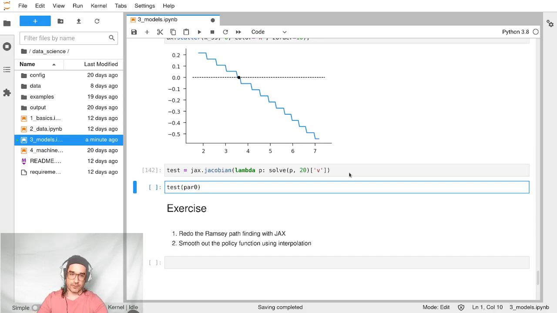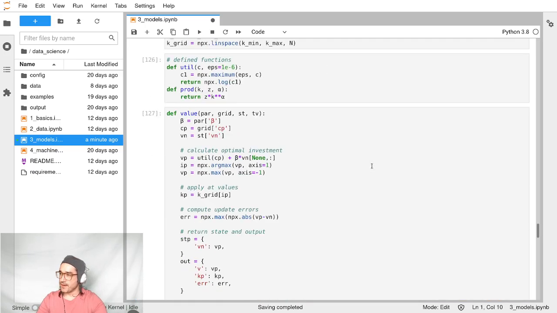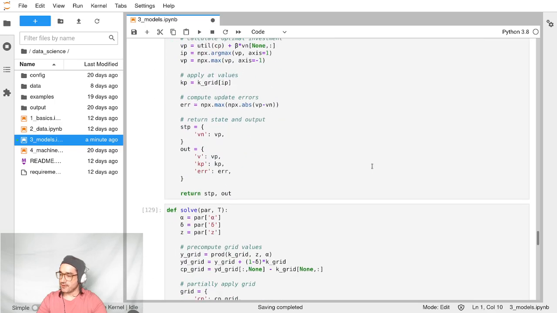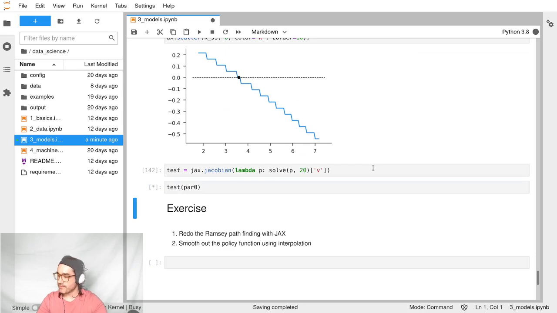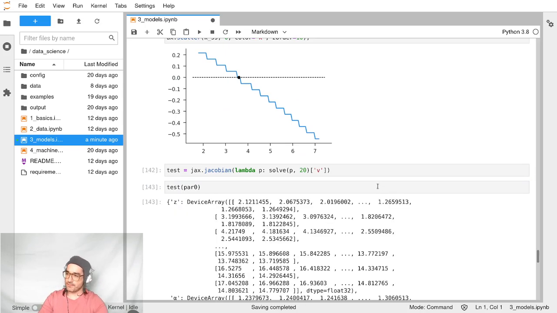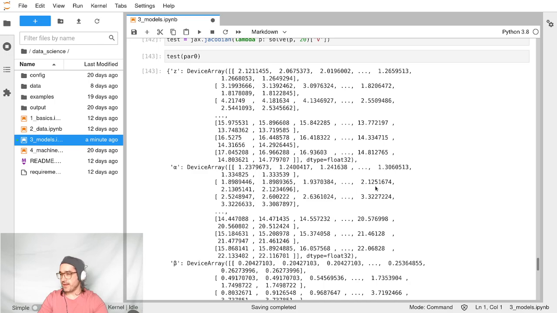So that's test, and that's a gradient function. It maps from parameters, the input vector, into output, which is going to be something like a Jacobian. And I think, sorry, I'm scrolling up here, I think I called that parameter set pair zero. I did. Okay, this may work. It may not. I don't know. It worked.